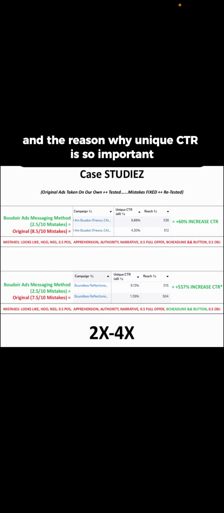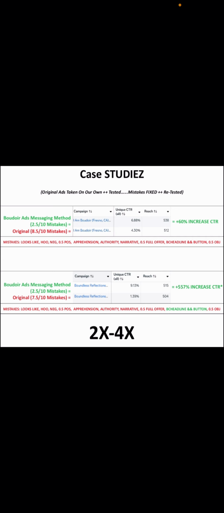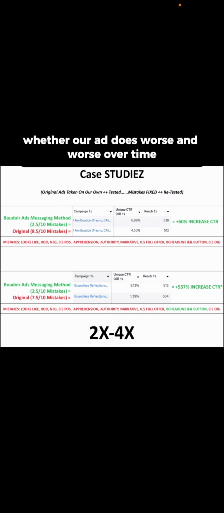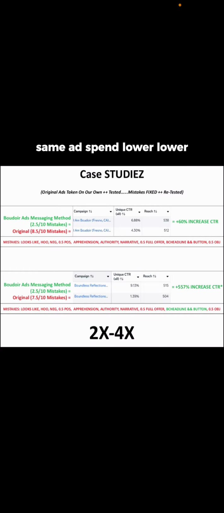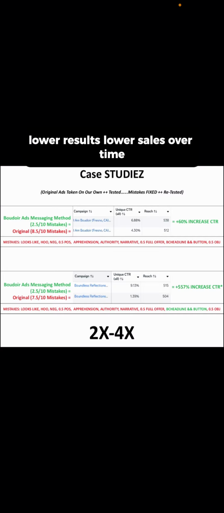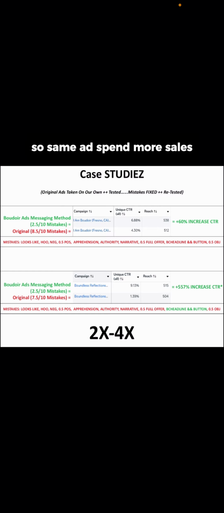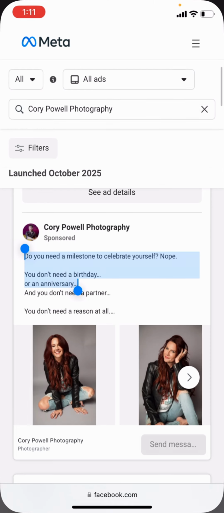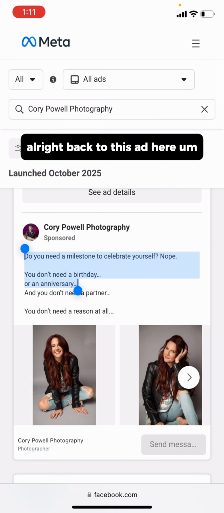And the reason why unique CTR is so important is that it's one of the major deciding factors of whether our ad does worse and worse over time, same ad spend, lower results, lower sales over time, or same ad spend, better results over time. So same ad spend, more sales, more revenue, more conversions, more efficient over time. So we're going to talk about that, and let's see. All right, back to this ad here.